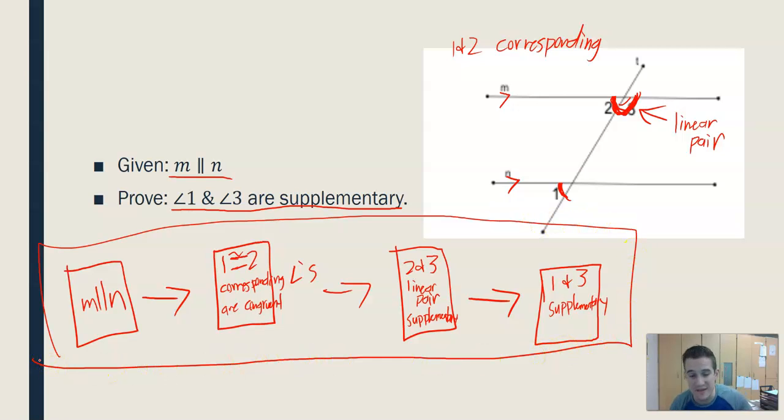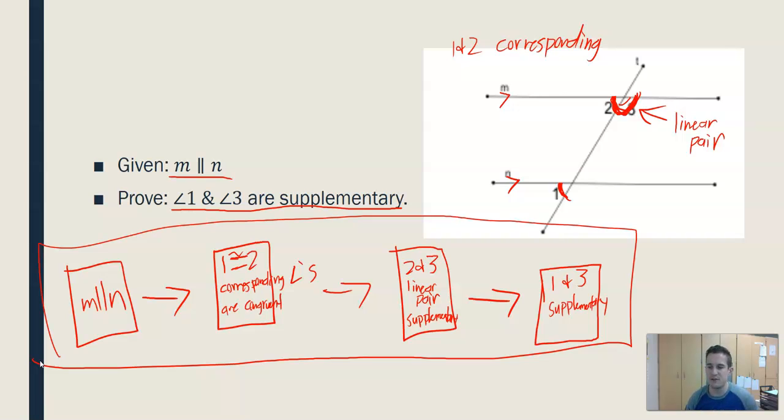So if I were to write this out in paragraph form, this is probably how I would write my proof. Since lines M and N are parallel, angles 1 and 2 are congruent to each other because they are corresponding angles. Also, angles 2 and 3 are supplementary because they are a linear pair. Therefore, angle 1 and angle 3 are supplementary. And that right there, what I just said, if you need to rewind this and watch it again, that would be my proof.